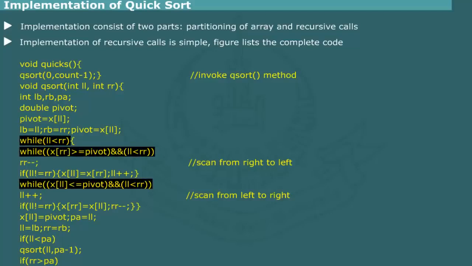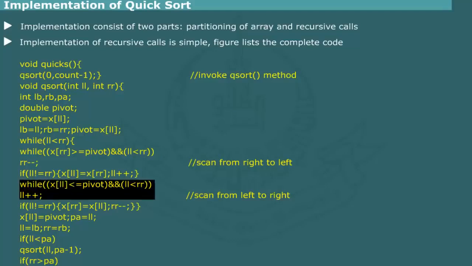The code includes 3 while loops. The outermost loop tracks the left and right pointers and terminates when the pointers LL and RR cross over. The second inner loop scans the array from right to left. It decrements the pointer RR until an element lower than the pivot is encountered. The third while loop scans the array from left to right, incrementing the pointer LL until an element greater than the pivot is found.